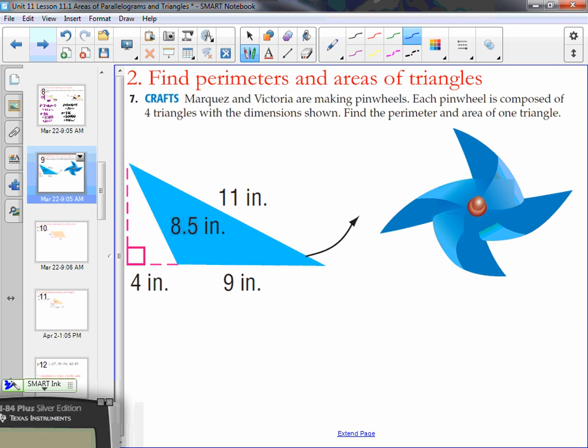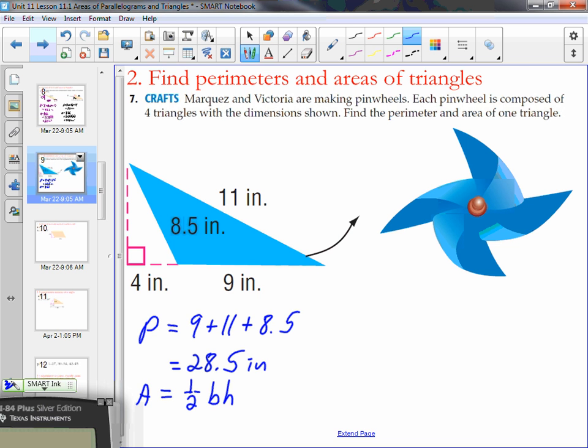Perimeter should be easy, right? They give us everything we need. Isn't it 9 plus 11 plus 8.5? So what's the perimeter? 28.5 inches. To get the area, I know the formula is area equals 1/2 base times height.